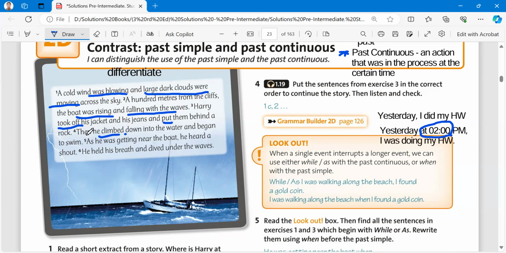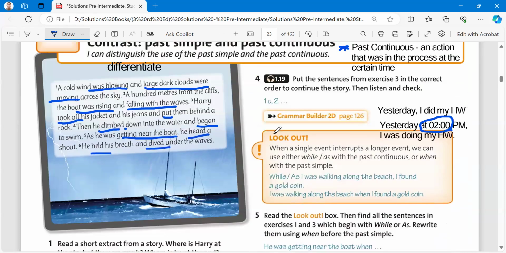All those actions which Harry did happened one after another. First of all he took off his jacket, then his jeans, put them behind the rock, and he climbed down and began to swim, right? While those actions, a cold wind was blowing, large dark clouds were moving, were in the process at that time. As he was getting near the boat, another action which was in the process, he heard a shot and he held his breath and dived.